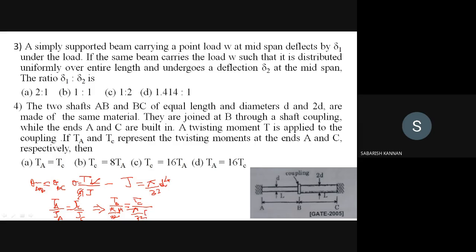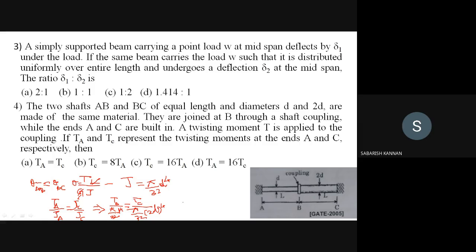Here instead of d, we put 2d, whole power 4. Because the diameter at BC is 2 times the first one, 2d, right? So pi by 32 will get cancelled. Only d power 4 remains, and d power 4 is 2 to the power 4, which is 16. So 16 times, the d power will also get cancelled.